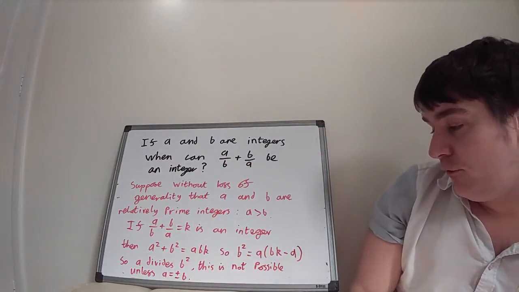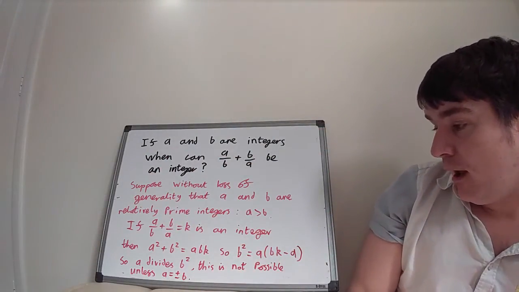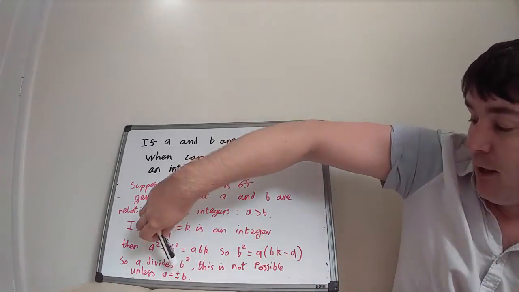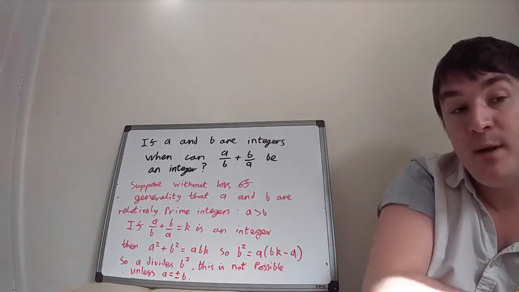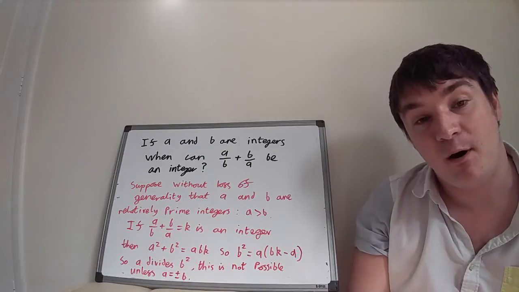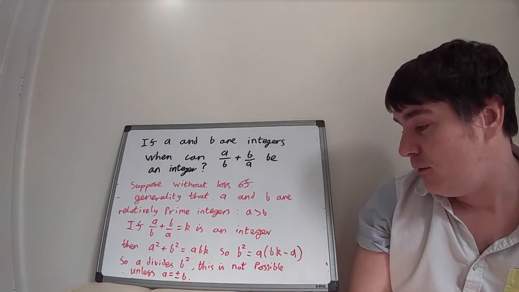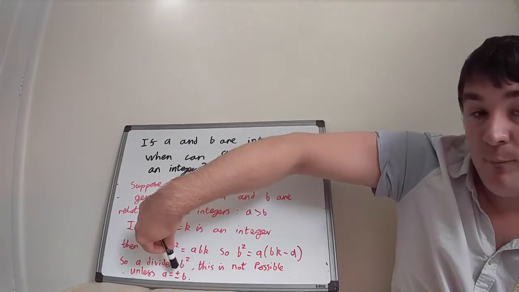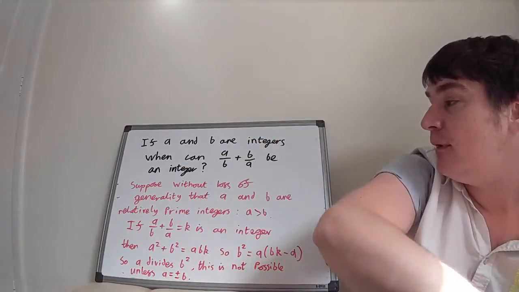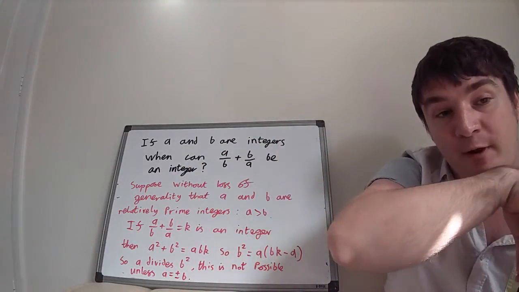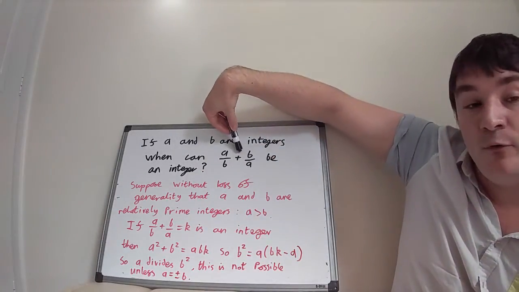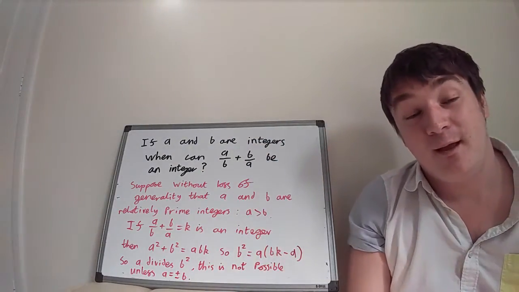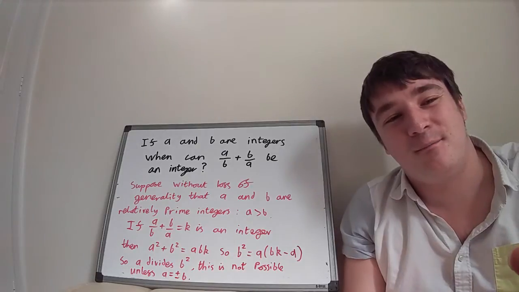But that's just not possible unless we have that a is plus or minus b, because a and b are relatively prime. So basically this is our condition, that a is equal to b or that a is equal to minus b. They're the if and only if condition for this quantity to be an integer. So I hope you enjoyed that one.